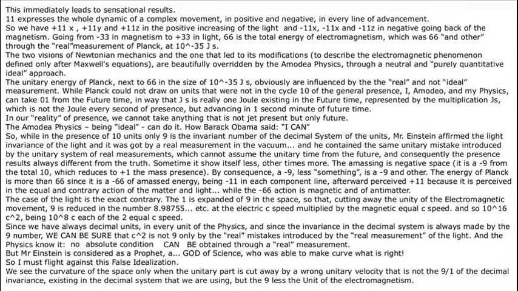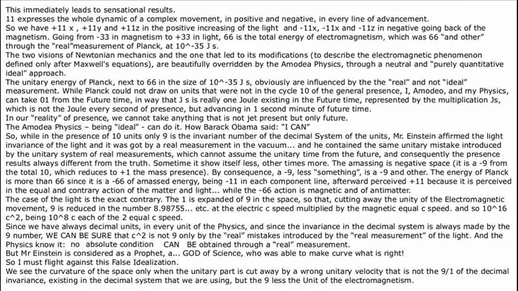The case of the light is the exact contrary. The one is expanded of 9 in the space, so that cutting away the unit of the electromagnetic movement, 9 is reduced in the number 80.98755, etc., at the electric c-speed multiplied by the magnetic equal c-speed, and so 10 raised to 16 c2 being 10 raised to 8 c, each of the two equal c-speed.